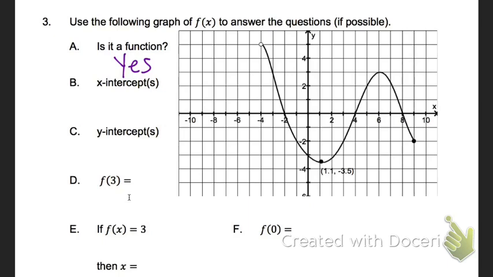X-intercepts. What does that mean? Where it crosses the x-axis. So what are my x-intercepts? Where does it cross the x-axis? -2, 4, and 8. Good. What about my y-intercepts? Good.